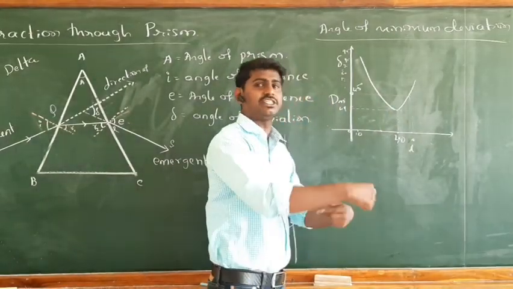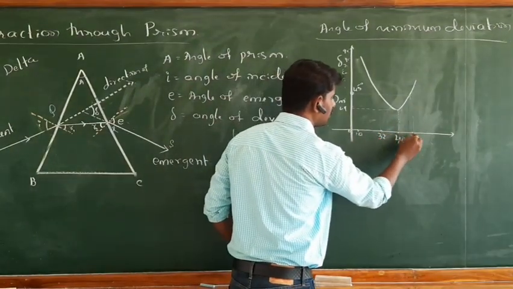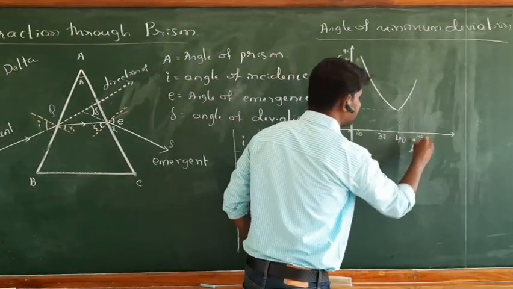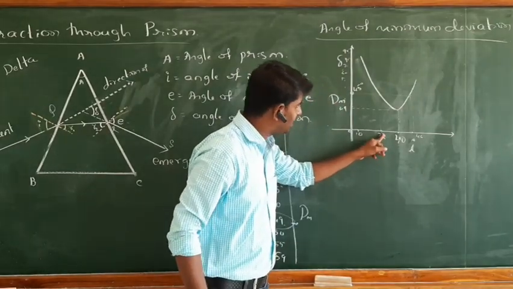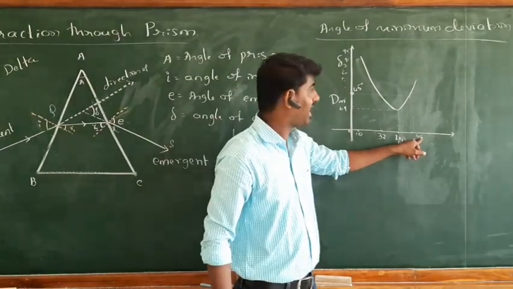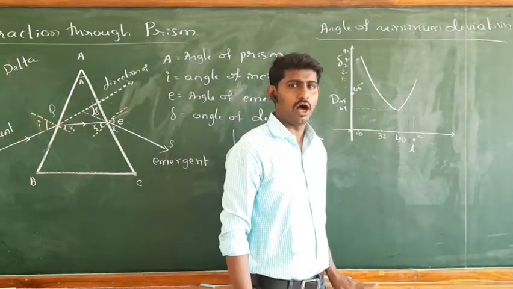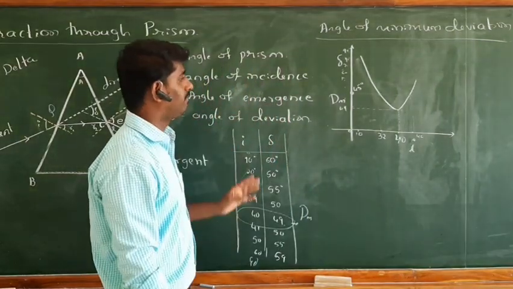No. Then it has two values. Okay, for example, I measure this is 32 and I measure this is 46. For 32 angle of incidence, I am having a 45 deviation. For 46 incidence, again I am having a 45 deviation. Is it clear? Okay, it is all about the angle of minimum deviation.